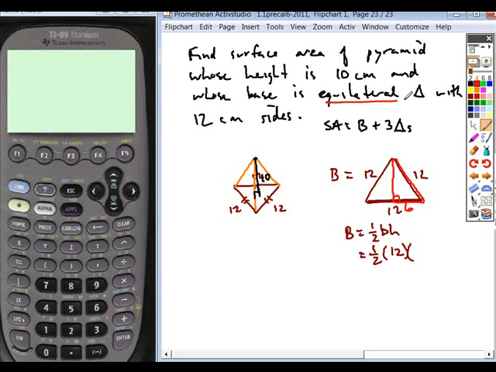Since it was an equilateral triangle, this half of an equilateral triangle is 30, 60, 90. So if we use the patterns for 30, 60, 90, we have the side opposite 30 degrees is 6. The hypotenuse is double that, 12. What's the side opposite 60 degrees? 6 root 3. Okay, so we can plug that in. We have our half of 12 is 6. 6 times 6 gives us 36 root 3. So we have 36 root 3 for our B value. We found one part of our total surface area.